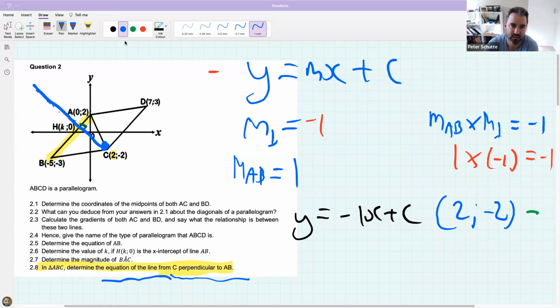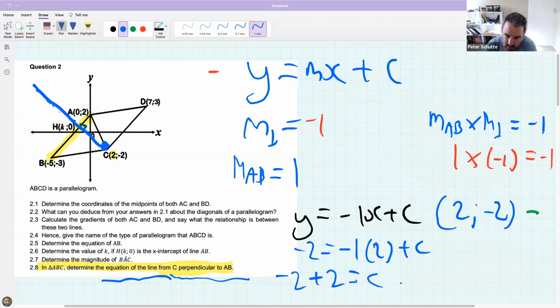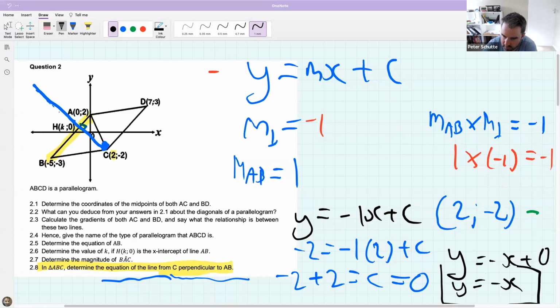I need to figure out what C is. Now, that's going to be a 2, and that's going to be a C. And then when I bring the -2, that's going to become +2. So C is going to be 0. And so the final answer is going to be y equals -x or -1x plus 0. But we don't normally write the 0. So your final answer is the equation of that blue line is y equals -x. And it's actually going through the origin.